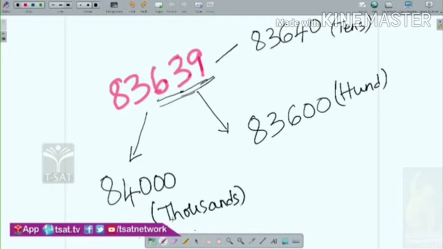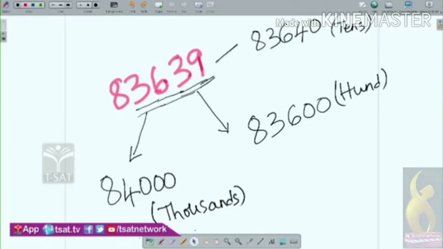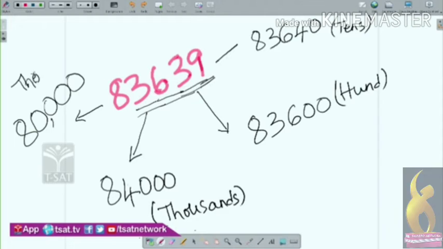right. Now, we are left with one more thing, that is nearest to 10,000s. To get nearest to 10,000s, let us take these 4 digits. You have 3,639. Now, let us look at the bottom line. We have 3,639, which is less than 5,000. Since it is less than 5,000, it will be rounded off to nearest 0. That means, if you write this to its nearest 10,000s, then it is nothing but 80,000. This is nearest 10,000s.